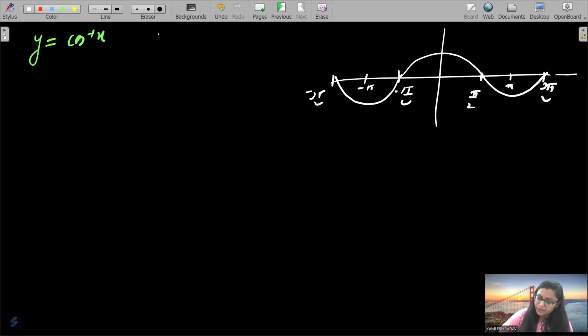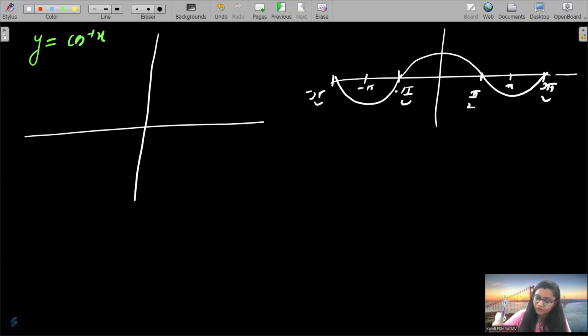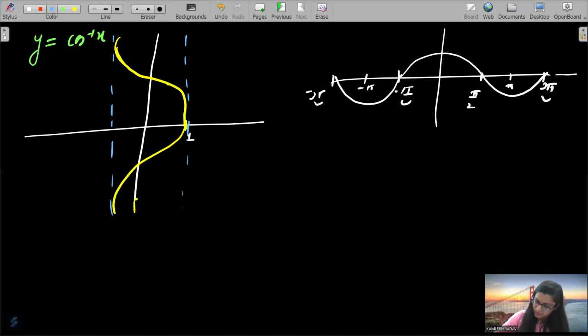Now we draw the inverse, the mirror image of cos x. It is in this format, a mirror image, like this. Where it meets, this point is 1 and on that side it is -1. According to this graph, we see the domain and range.